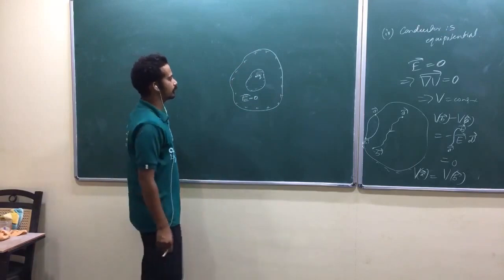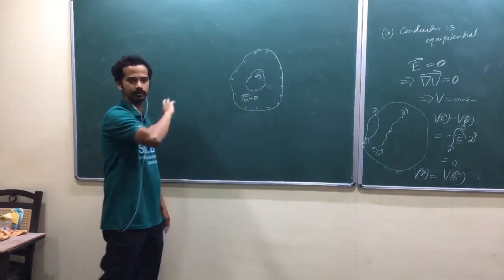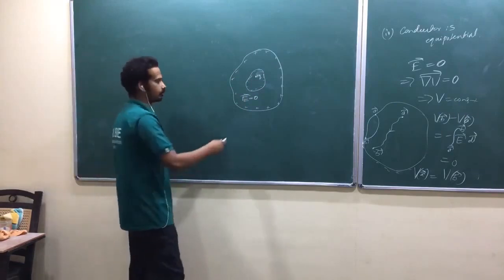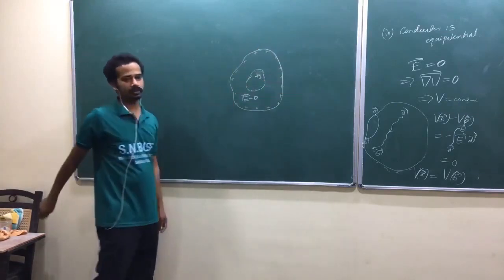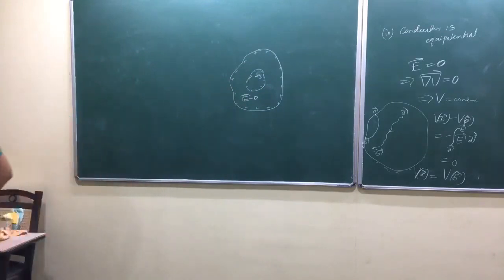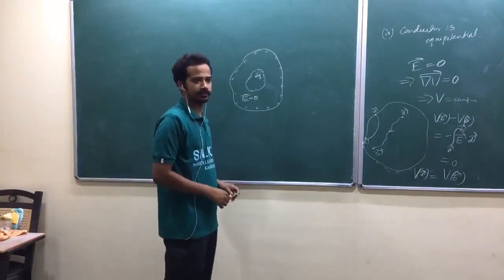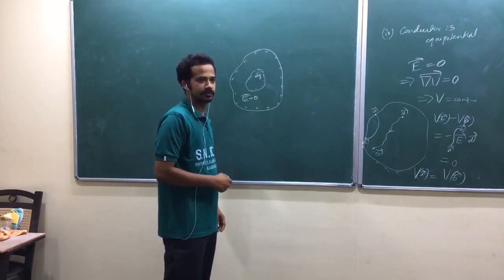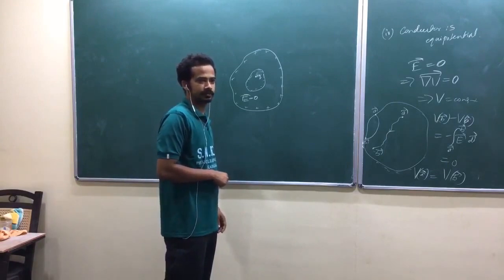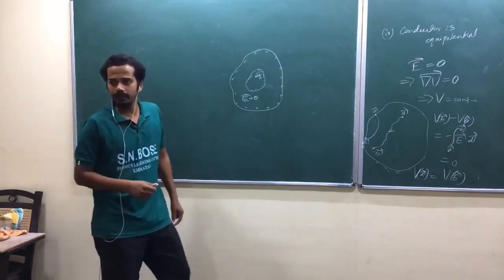Now my question is, what is the net charge inside the cavity? There is a charge distribution. What is the net charge on the inner surface of the cavity? What is the net charge on the outer surface? Outer surface plus Q. Why?